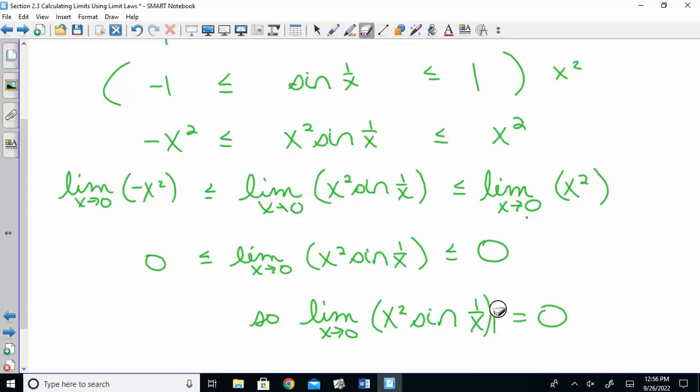If you had done it and got that it was between -1 and 3, would that have helped me? No, this only works when these final two numbers are the same. That's when you know that the middle limit has to be equal to those.